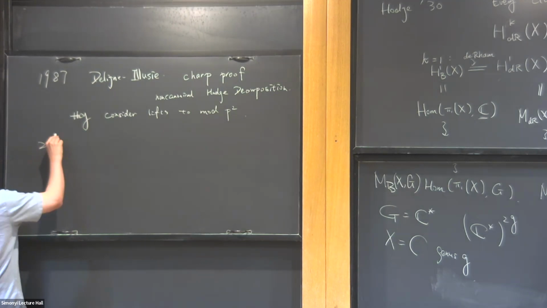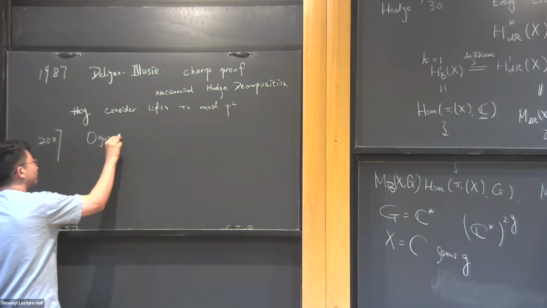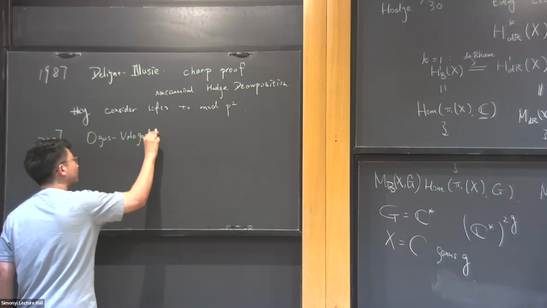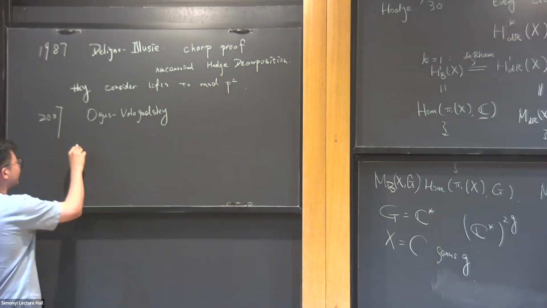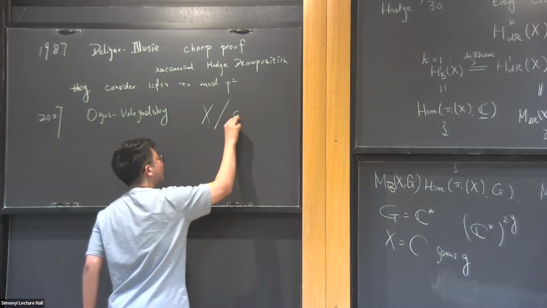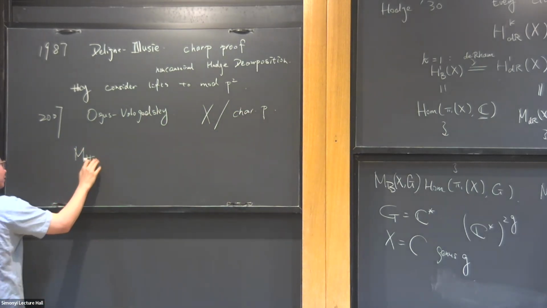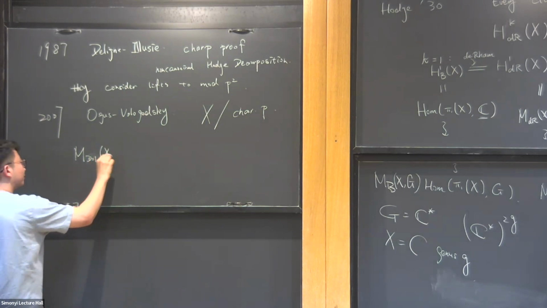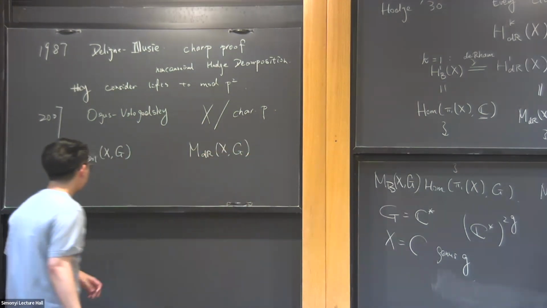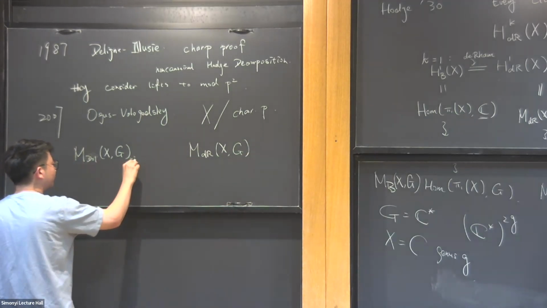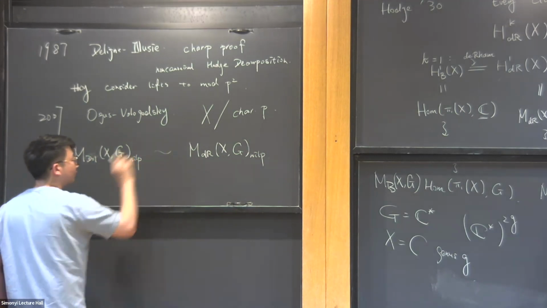Okay. And then 20 years later, Ogus-Vologodsky also used those lifts to mod P squared to have a result over characteristic P. So now let's say X is in characteristic P, and then we can think about the Higgs bundles and the de Rham moduli. So their result is if you put some nilpotent condition, you get an equivalence of categories.